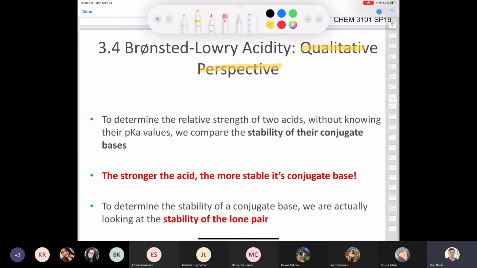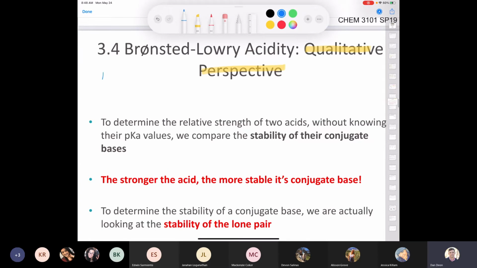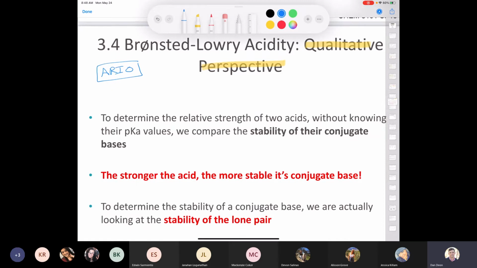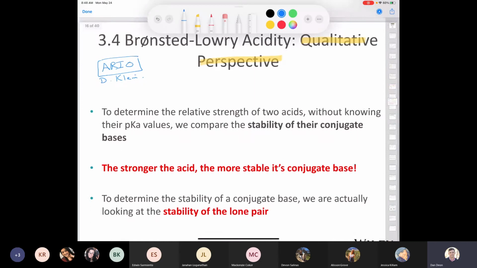And there's a technique in here, an acronym that we use in this textbook. It's called ARIO, A-R-I-O, which means atom, resonance, induction, orbital. And I'll explain what that means in detail. But this was invented by Dr. Klein himself. So David Klein came up with this. I never saw this when I was a student, this whole ARIO concept. But I've taught it several times, and my students really like it, and it works very well. So let's follow along here.